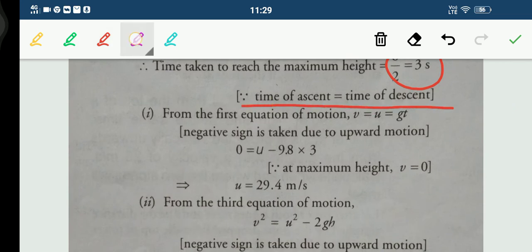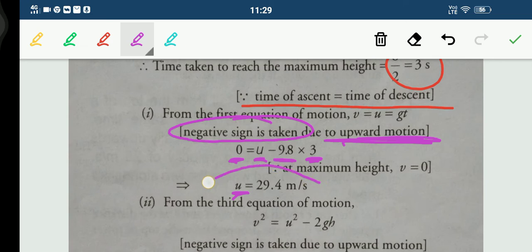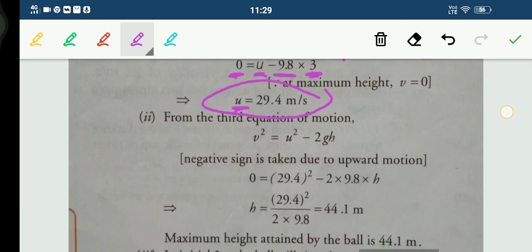Simply write the formula, we need to find out the u. So v is equal to u plus gt, but here we need to take the negative value of g. Why? Because it is showing the upward motion. Okay students, simply write the formula, v, that is 0, is equal to u minus 9.8 into 3, that is the time. Time is 3 seconds, because the total is 6, but we need only the half. The answer would be 29.4 meters per second.